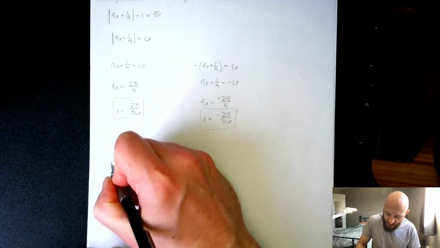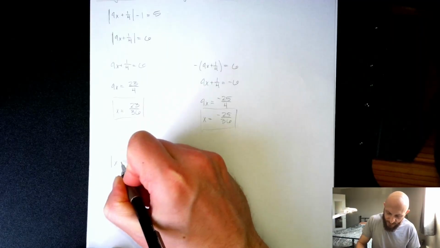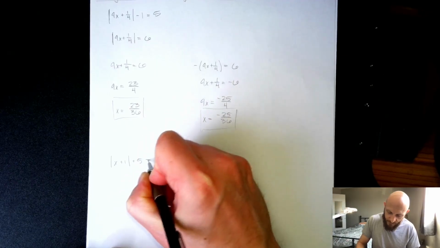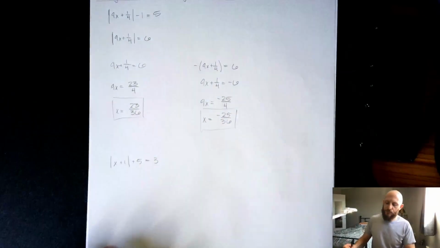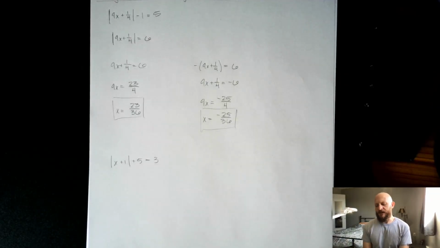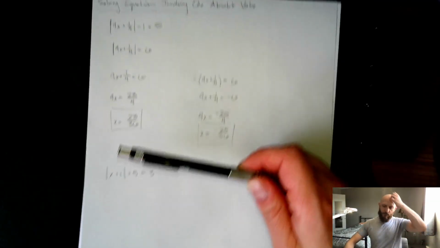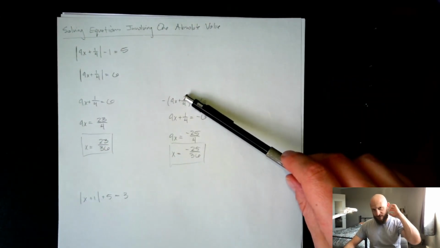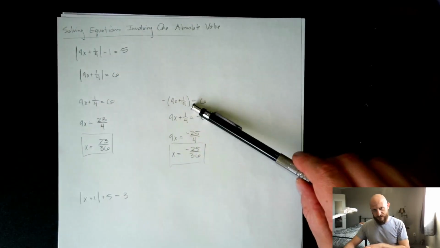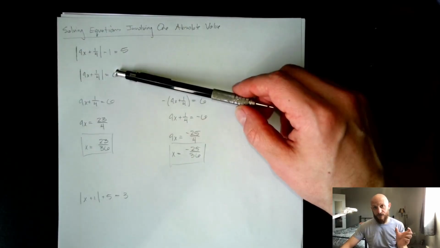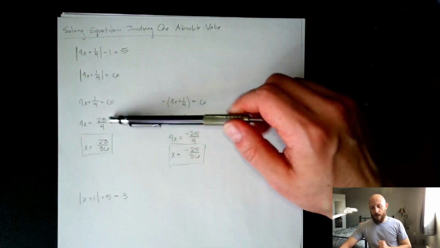Let's see, we'll keep it nice and simple. We'll do something like the absolute value of x plus 1, plus 5, equals 3. The reason I'm bringing this up is because I was saying at the outset that before you jump into splitting the absolute value into two different equations, you want to solve for just the absolute value term first.